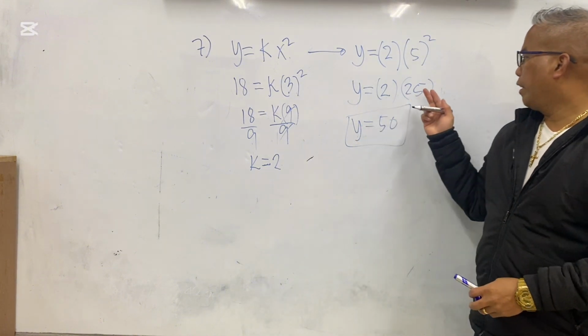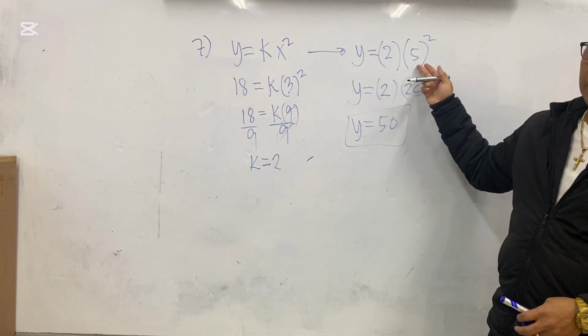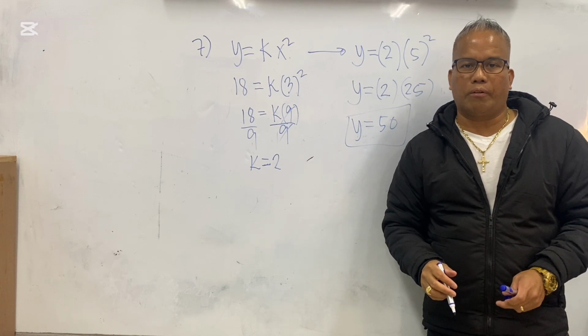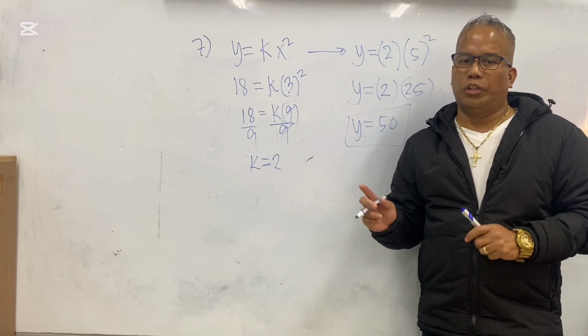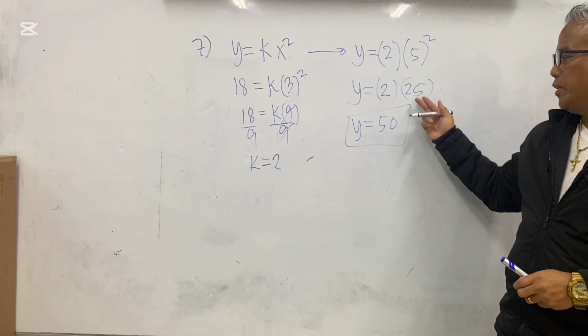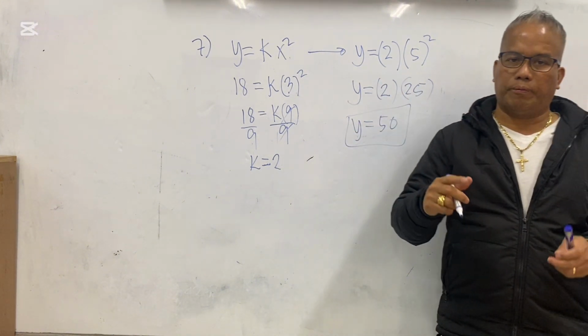So be careful in simplifying this. Don't multiply the exponent and the base. 5 times 2 equals 10. So that is wrong. It should be 5 times 5. So the answer is 25. So the final answer is y equals 50.